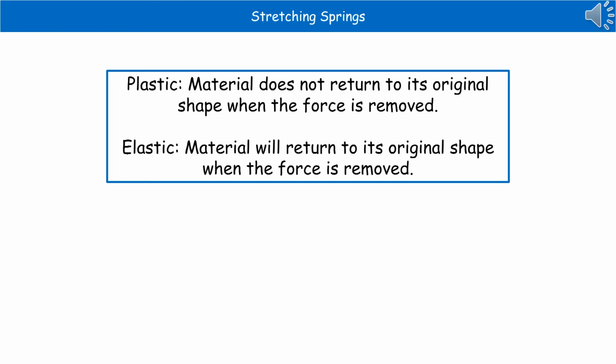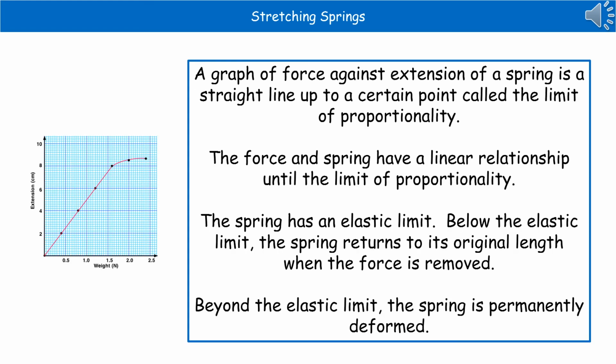Today's physics prep, we're going to have a look at forces in action. Hopefully we remember we've got 2 types of material: plastic or elastic. Plastic materials are the ones that do not return to their original shape once we remove the force. Elastic materials do return to their original shape when the force is removed.